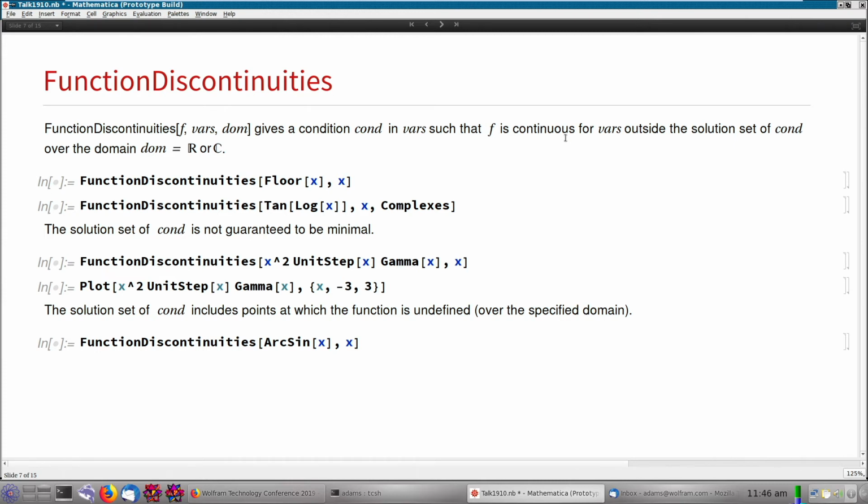So you can put element integers in the condition, and in some cases it will work. It's harder than... yeah. So for function discontinuities, it will give a condition such that the function is continuous outside the solution set of the condition. So in particular, the condition will also be true for all the points where the function is not defined.